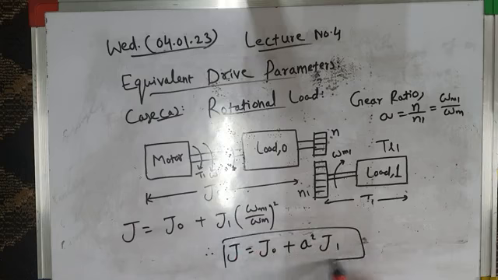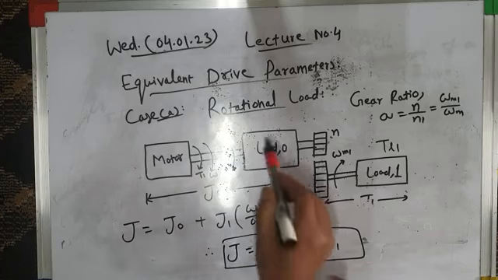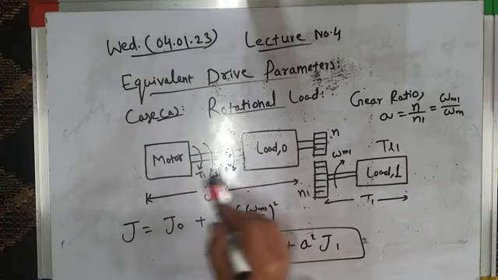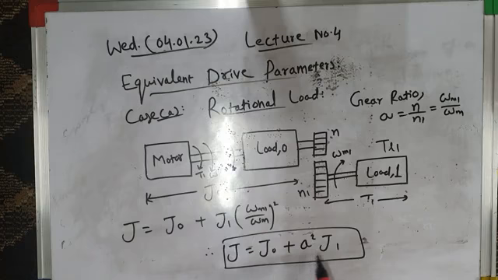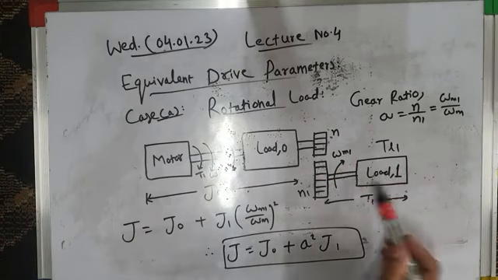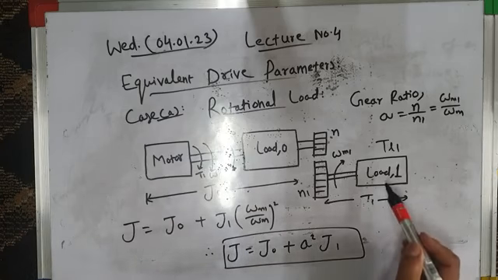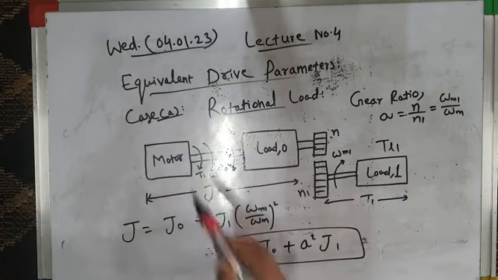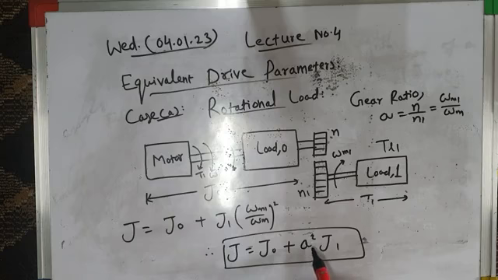So therefore, total moment of inertia referred to the motor side, J, is equal to J naught, which is the moment of inertia of motor and load 0, plus A square J1, which is the moment of inertia of load 1 referred to this side. When you refer it to the motor side, you have to multiply it by gear ratio square, A square. So J is equal to J naught plus A square J1. So this gives us the total moment of inertia.